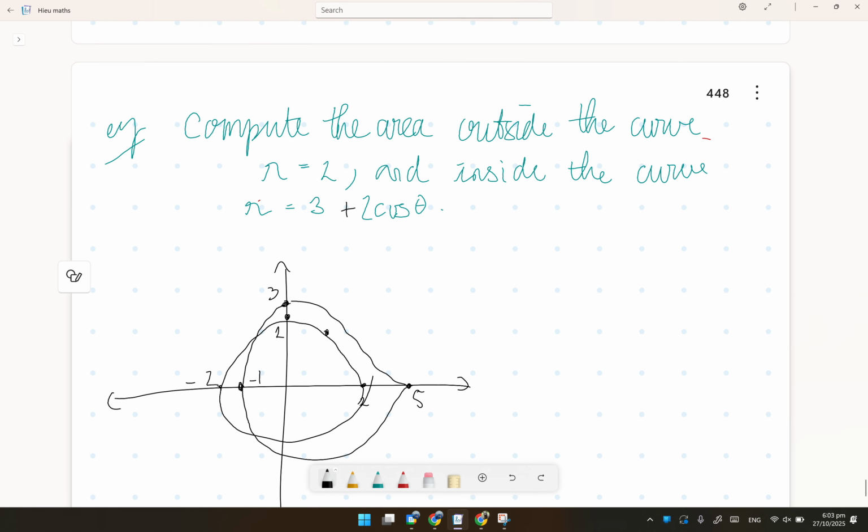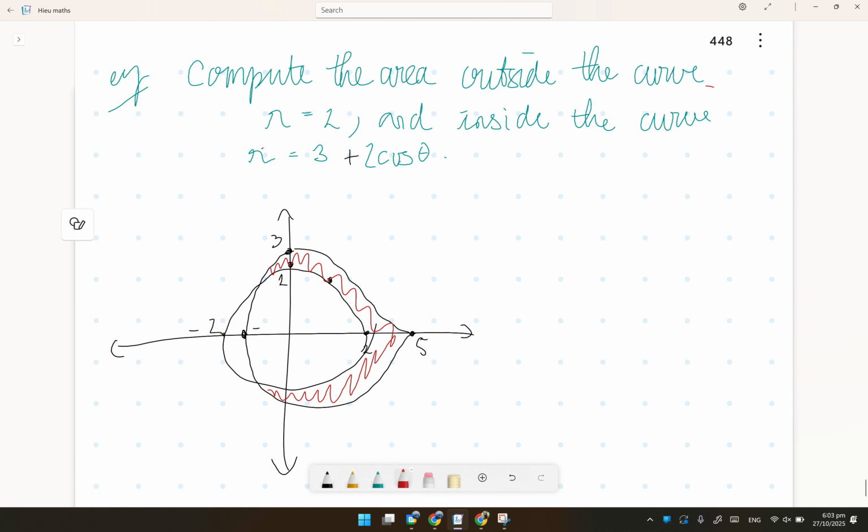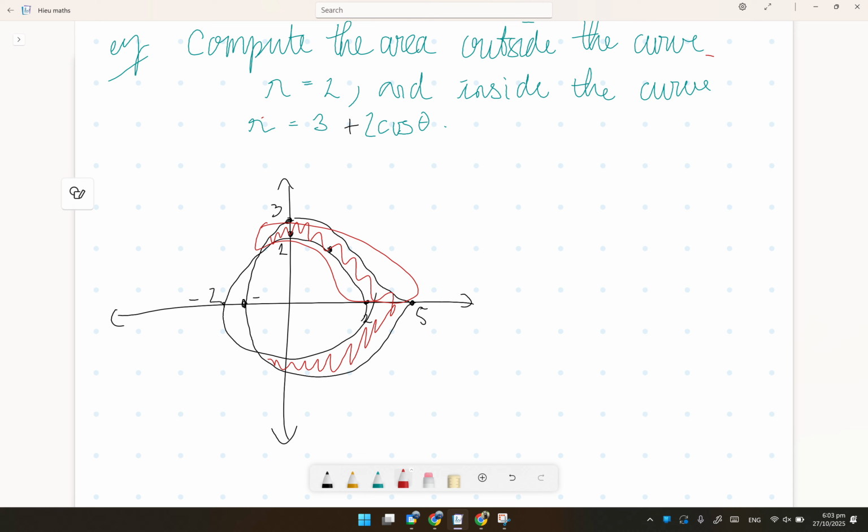So if we want to find the area outside the curve r equals 2, so outside of the circle, but within the curve r, it's going to be this area sandwiched in between. Can you guys see that? And this is symmetrical, so if we find the top half, we just need to multiply by 2 to get the bottom half.